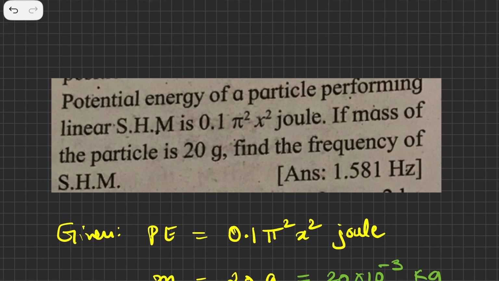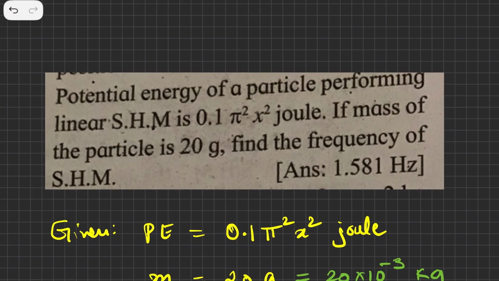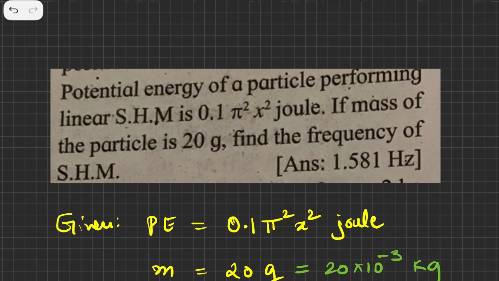We are here with another numerical, and you can pause the video and just go through the question. It's a very small numerical. It's going to be a very small derivation, solving of numerical. Potential energy is given in joules, and this is the particle's potential energy in linear simple harmonic motion. And the mass is given as 20 grams. So there are two data given, and the third data, that is the frequency of SHM, is something we are supposed to find out. And then the answer should come somewhere around here. Let's see if we are able to get it.